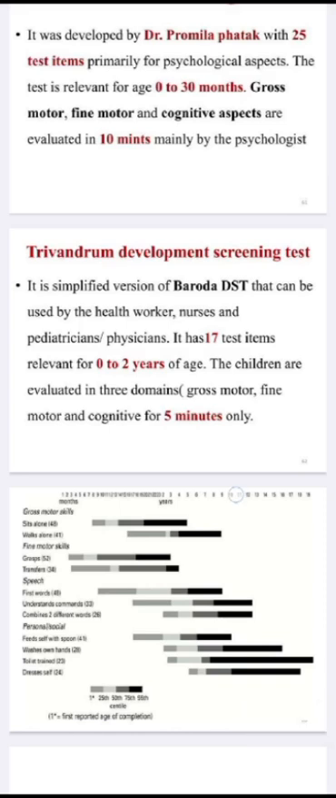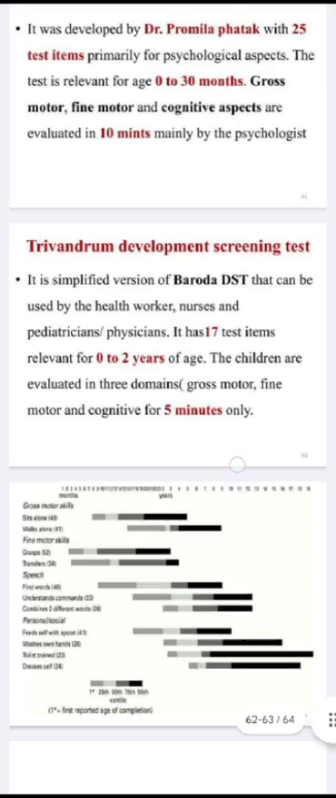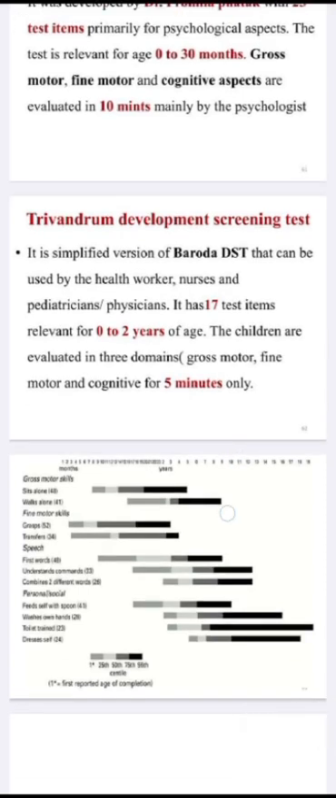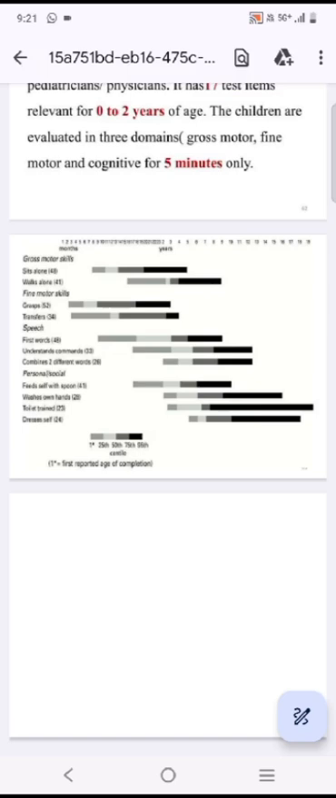The Trivandrum Development Screening Test is a simplified version of the Baroda DST that can be used by health workers, nurses, and pediatricians. It has 17 test items relevant to 0 to 2 years of age, and children are evaluated in 3 domains, that is gross motor, fine motor, and cognitive, in 5 minutes only. So this is all about the chart they are maintaining in the first reported age. They have seen certain things.